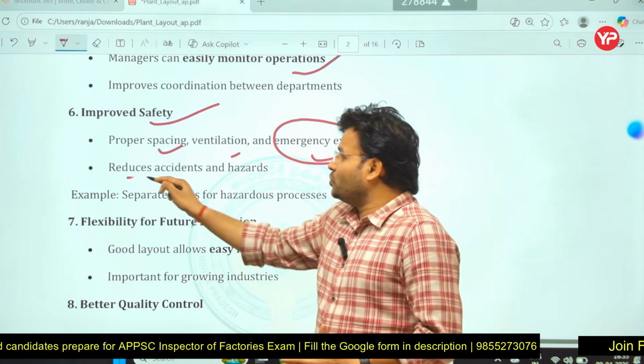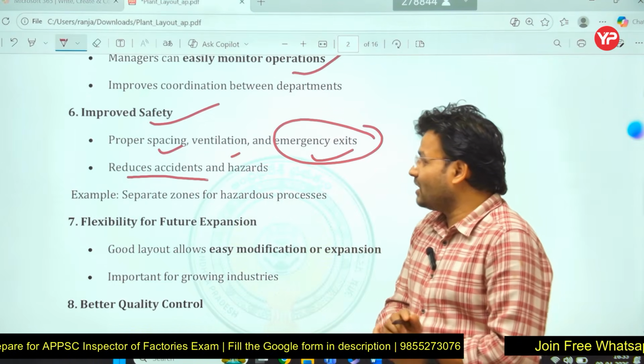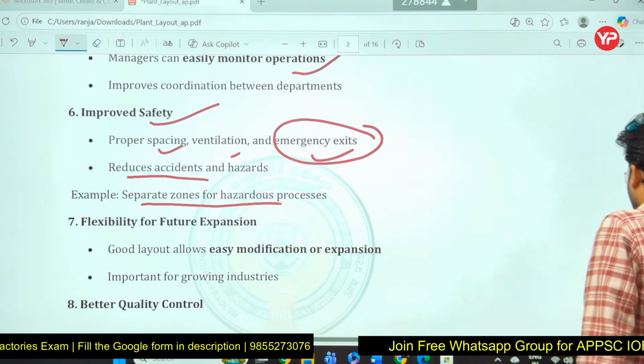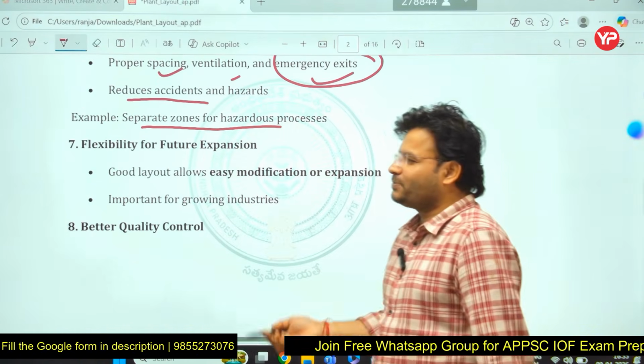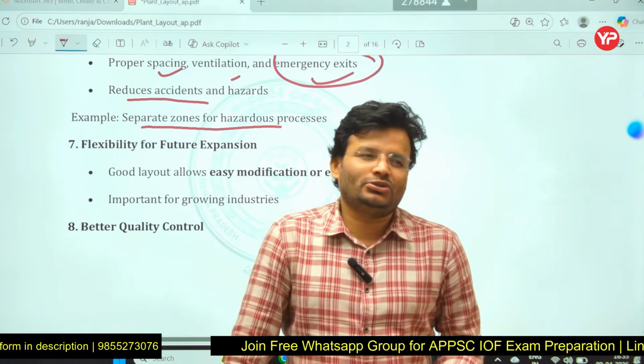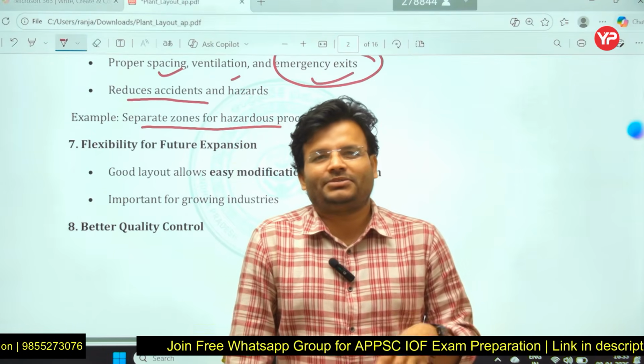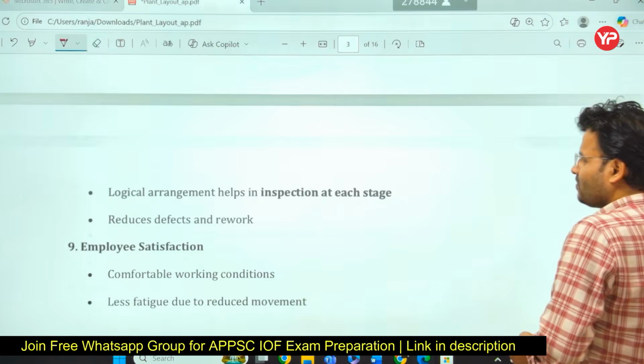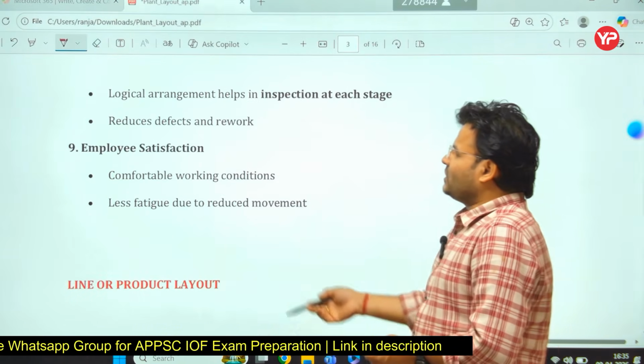Next, reduce accidents and hazards. For example, a separate zone for hazardous processes. And for a hazardous process, we can use some symbol so that people can understand it. Better quality control, right? And employee satisfaction.